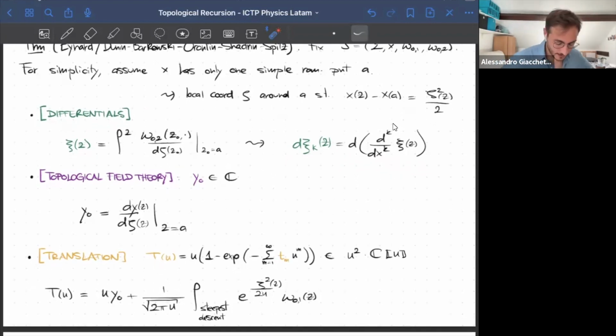All right. Then the second ingredient that I want to define is something called a topological field theory. So this is a big name for just a single scalar that I denote with this y0. So this is just a complex number that is defined as the derivative of y with respect to this local coordinate zeta, evaluated at z equal to the ramification point. So this is just a complex number.